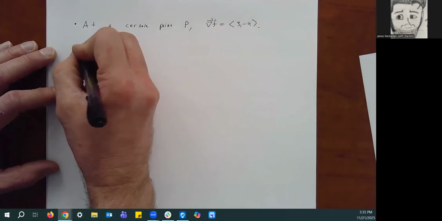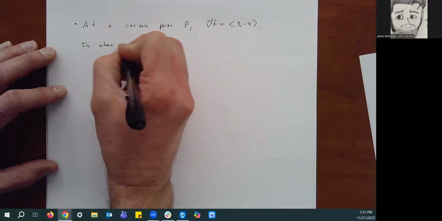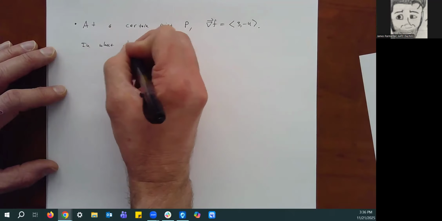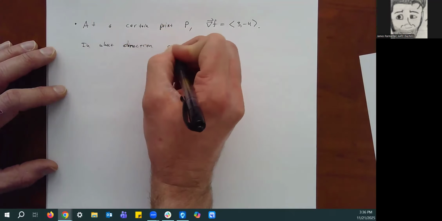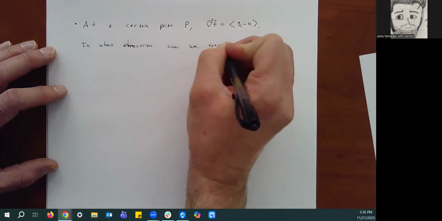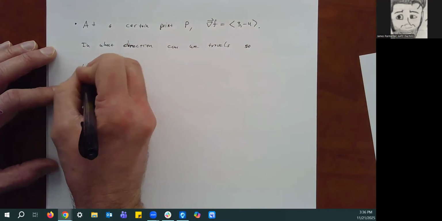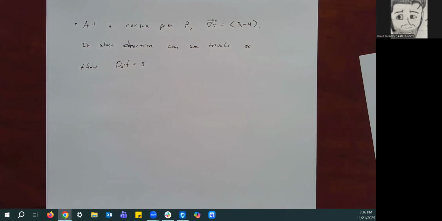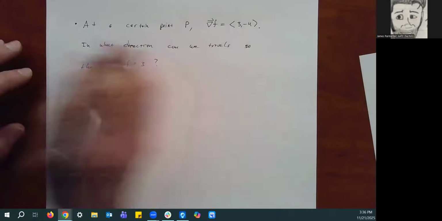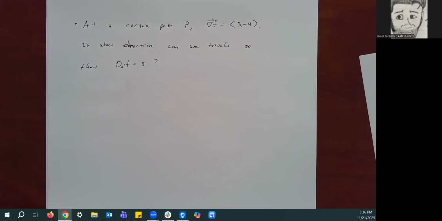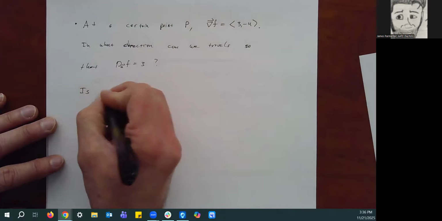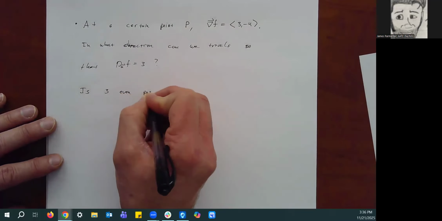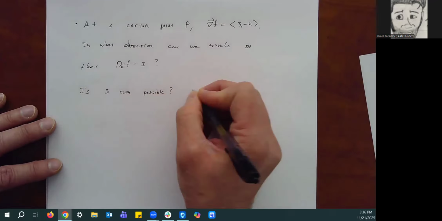So now the question: in what direction can we travel so that the directional derivative is equal to 3? And a better question, actually, first: is there even a direction where the directional derivative will be equal to 3? So is 3 a possible output value? So is 3 even possible? What about 6?